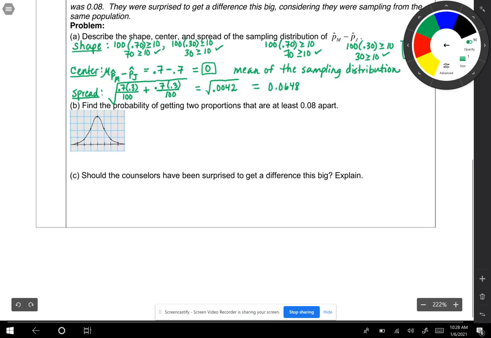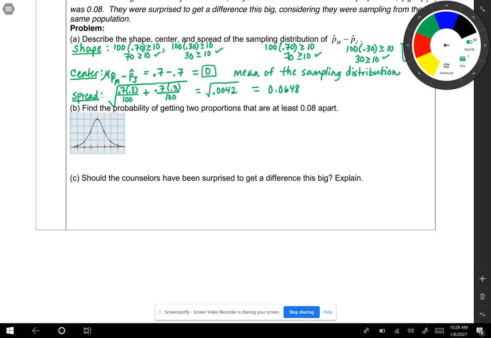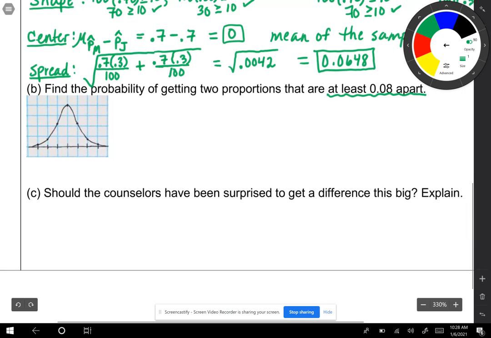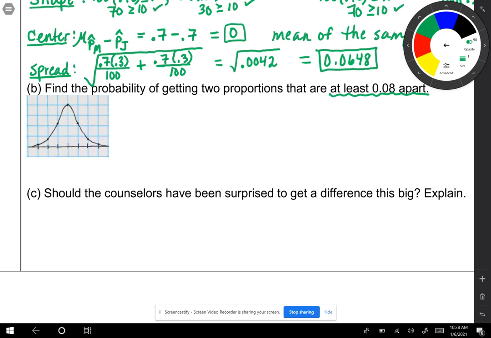Okay. Next, now that we know the mean and we know the standard deviation, we will eventually be able to calculate the probability, and that is what B is asking us. Find the probability of getting two proportions that are at least 0.08 apart. So for this particular one, we are going to actually sketch it right here in our normal distribution, so we know it's normal. The mean is 0. The standard deviation is 0.0648.